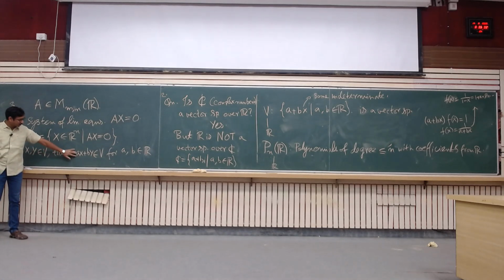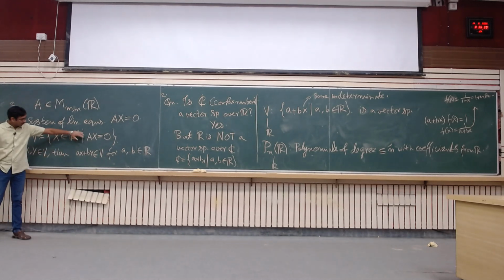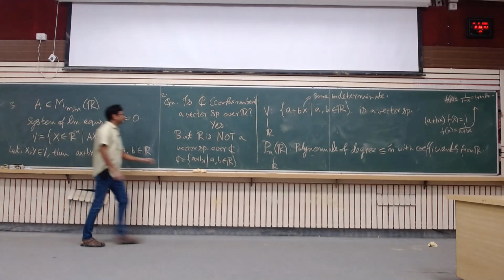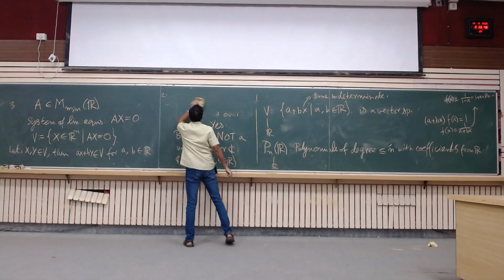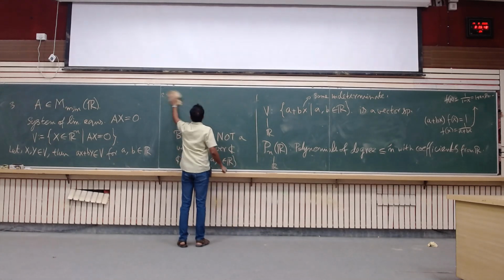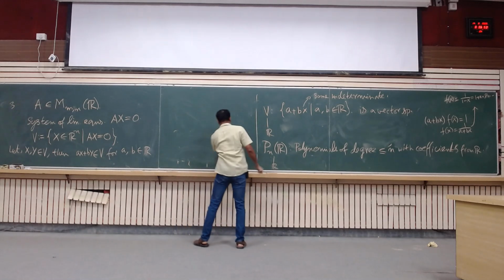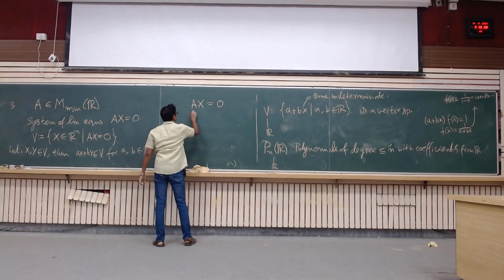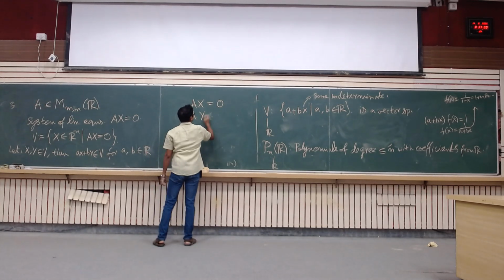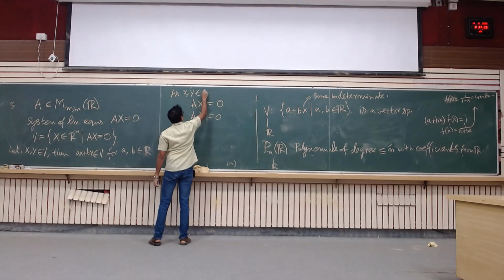This is kind of obvious, because if x and y are in V, that means that ax is equal to 0 and ay is equal to 0. So that in particular would mean that our required expression is also in V. You have ax equal to 0, ay equal to 0, as x and y are in V.